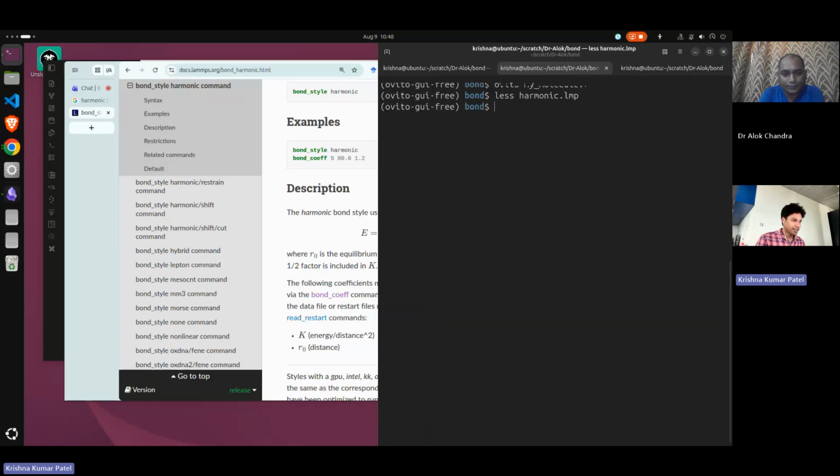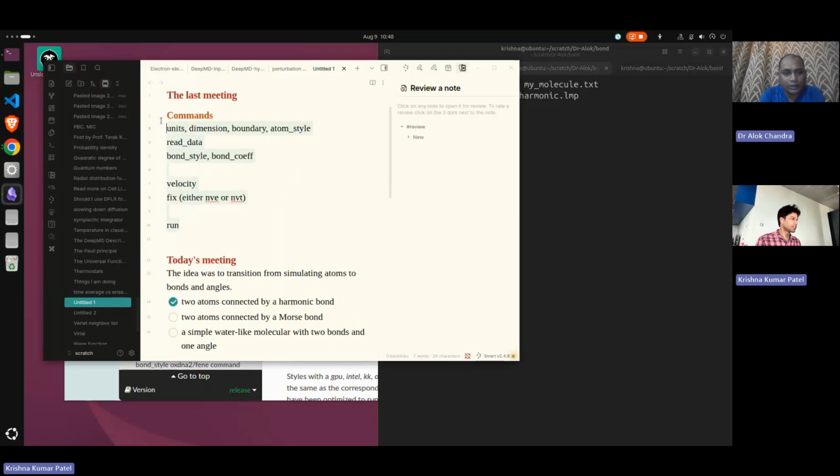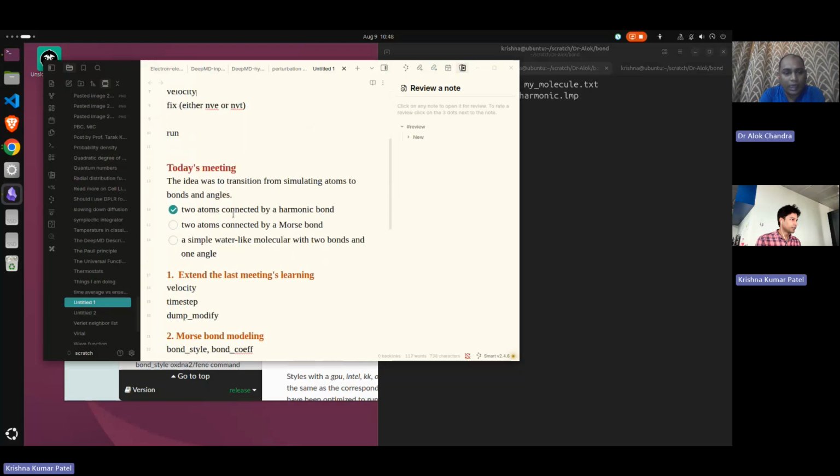So today we'll just take the same data file, and we will try modeling with Morse potential. This was the objective. We have seen these commands. Because we already had a code for the harmonic one, we can just change those lines in between. That is exactly what we are going to do. We have two atoms connected by a Morse bond. That's what we will do today.